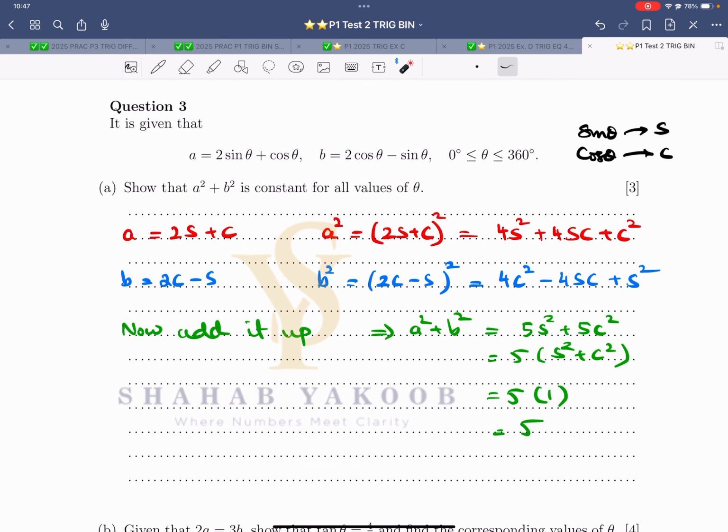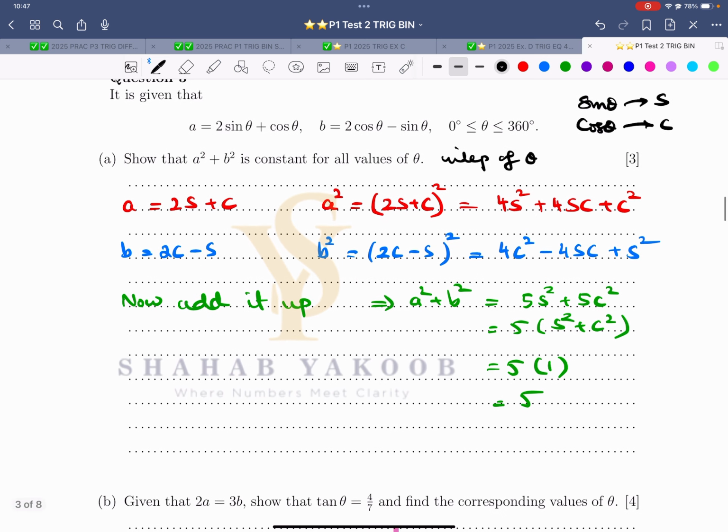Question number 3. It is given that A is 2 sine plus cos. Sine theta is written as S, cos theta is written as C. B is 2 cos minus sine. Theta lies between 0 and 360. There are 2 parts. Show that A square plus B square is constant for all values of theta. Sometimes they can say it's independent of theta. It means the same thing.